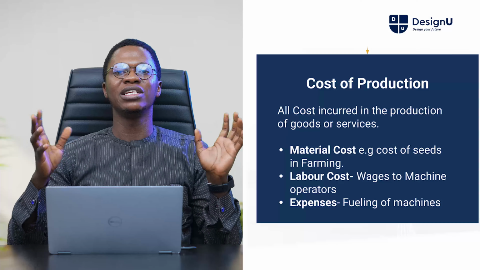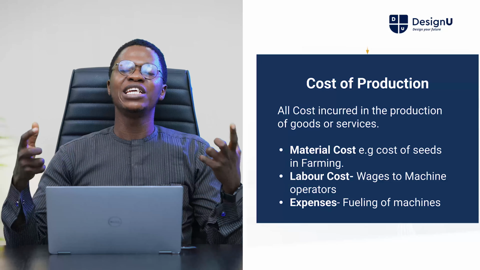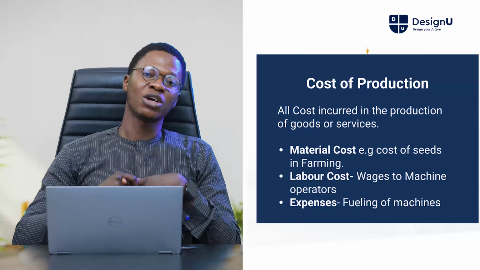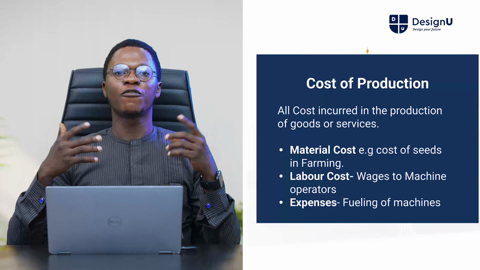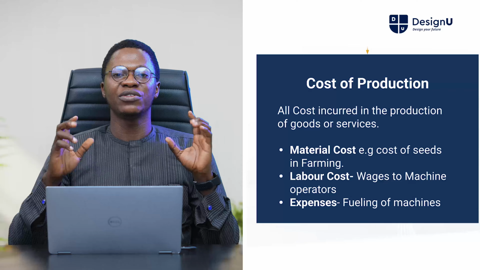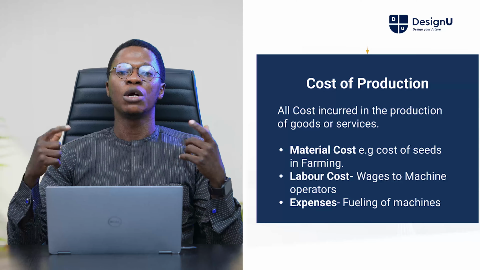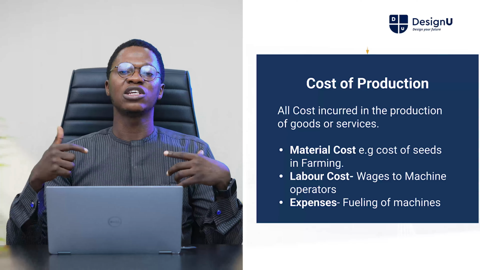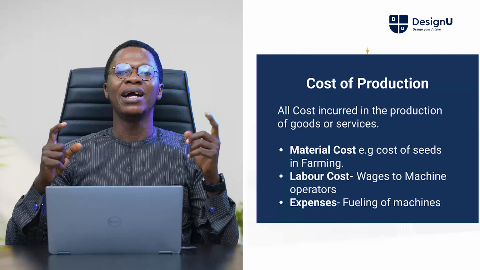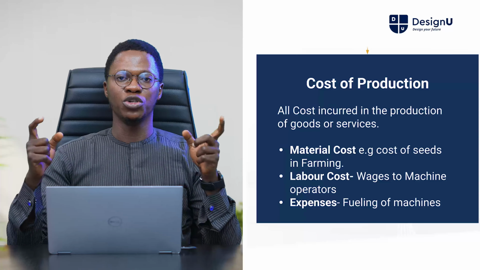So, cost of production. Of course, cost of production is usually the cost you incurred in producing a particular good or rendering a service. And of course, it's subdivided into three. Three things make up the cost of production. Number one is your material cost. That is the cost you incur in buying the material needed to produce.